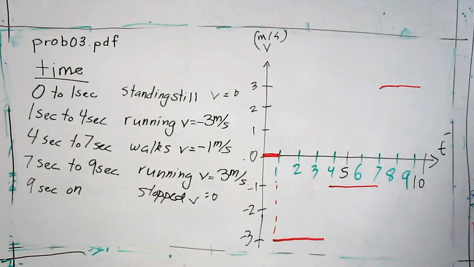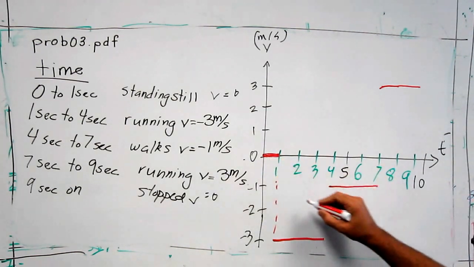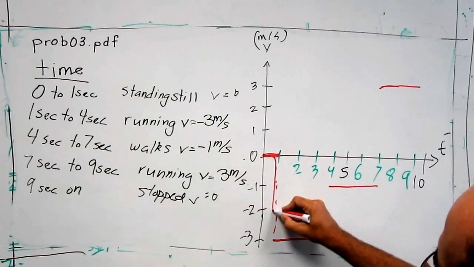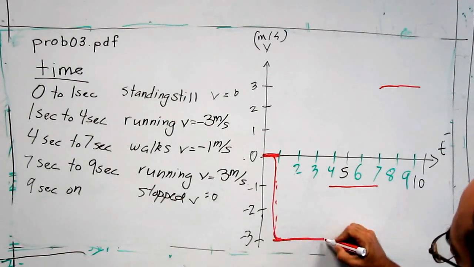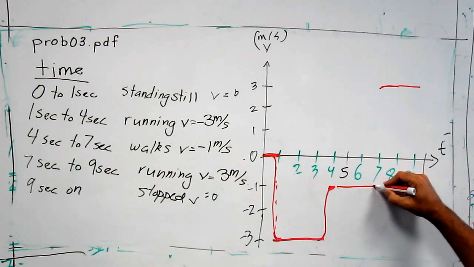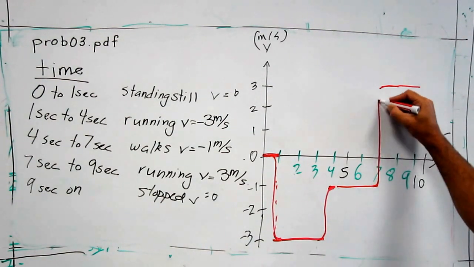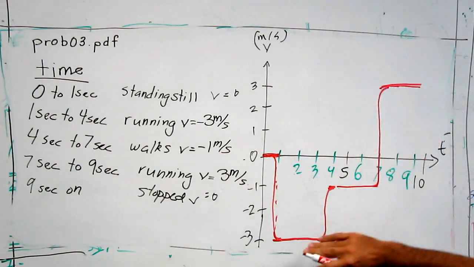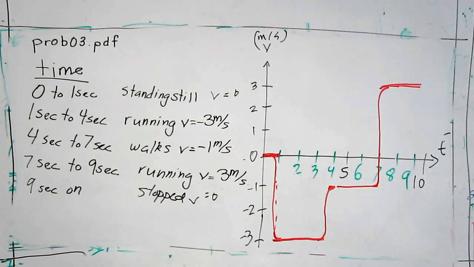Now, in reality, you don't just instantly start running or instantly go from running to walking or instantly switch directions. So in the solution and in the real world, these won't be completely flat like this. They'll be curved a little. And the curve is just because it takes time to change speed and direction. And if you were to do this with the motion sensor, you would see the same thing.